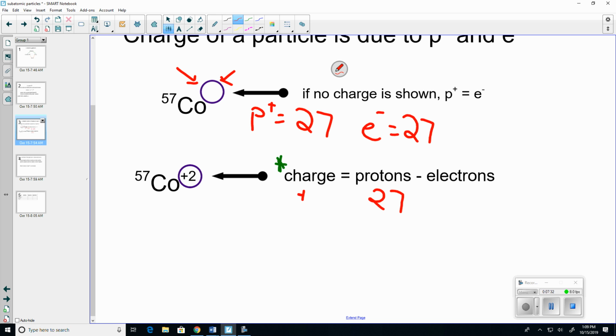If my charge is a +2, how many electrons does cobalt +2 have? 25. This isn't tricky math. However, this is the thing that throws students off the most. When they see a +2, they want to say 29 electrons because they gained 2, right? No. Electrons are negative particles. And if you gain a negative particle, you become more negative. On the other hand, if you lose a negative particle, you become positive.